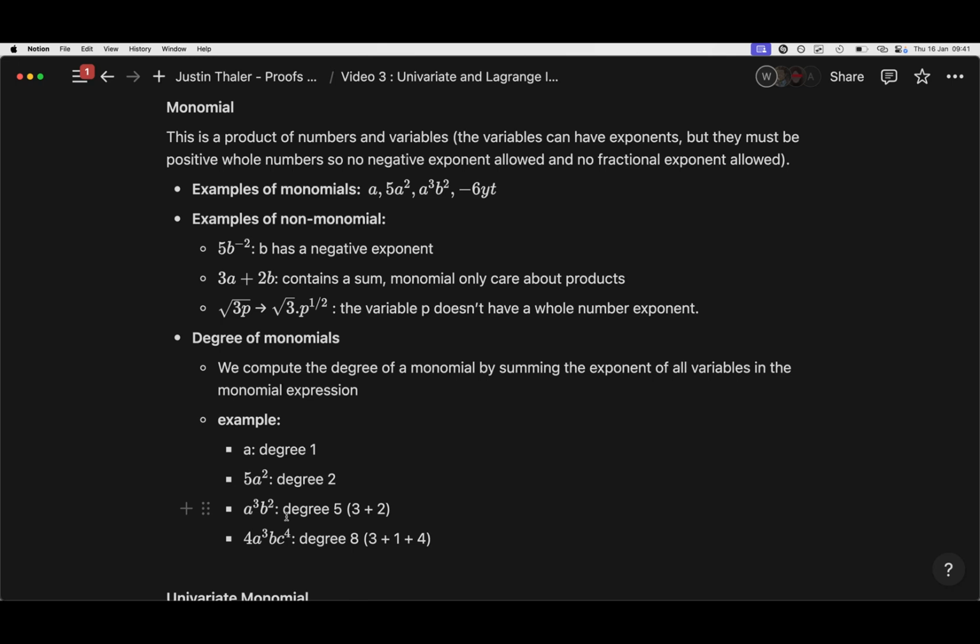Alright. So there are different types of monomials, which also means there are different types of polynomials. A polynomial that is built up of a certain type of monomial inherits the name of that monomial. The first one we're looking at is the univariate monomial.